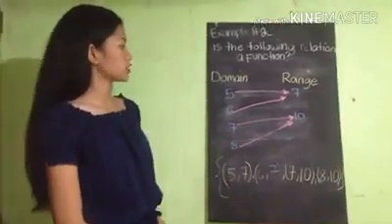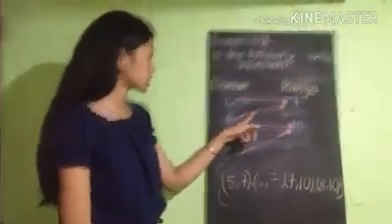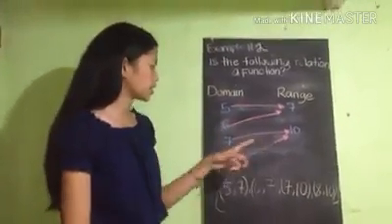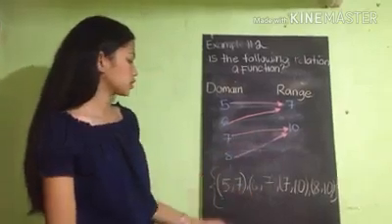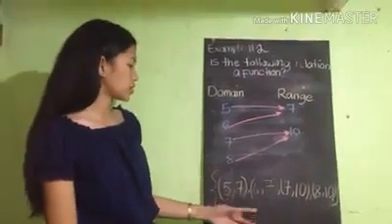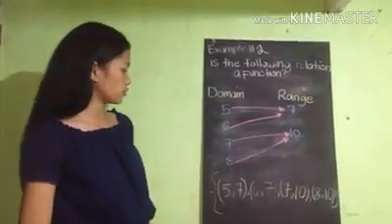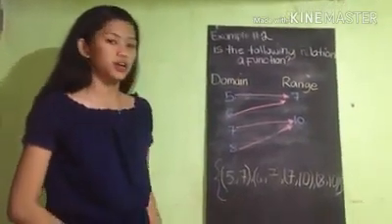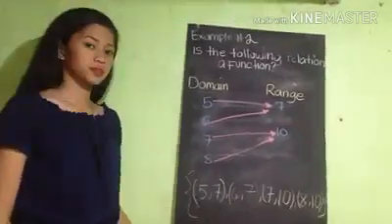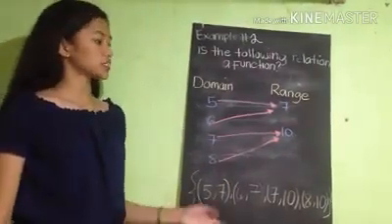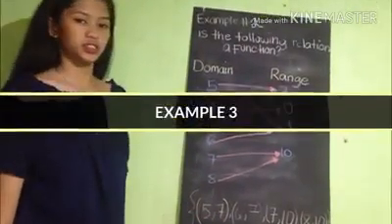So, if you pair these, 5 and 7, 6 and 7, 7 and 10, 8 and 10, these are the ordered pairs. So, we can say that the relation of each other is many-to-one. So, we determine that this is a type of function.